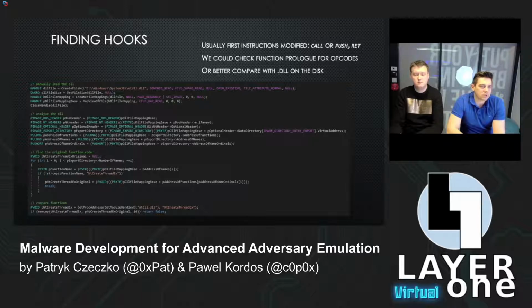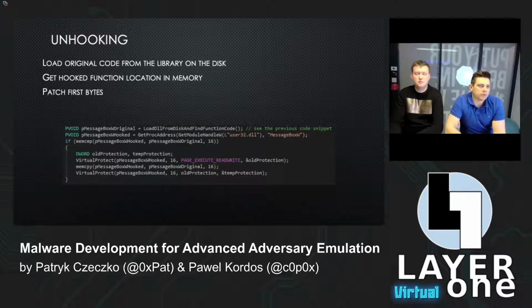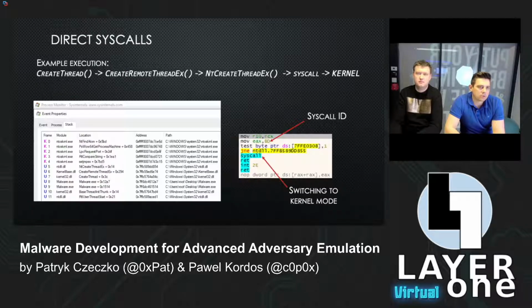So you can see some source code for that, but also you can find this on my blog. So going further, we would unhook those hooked functions, so just replace the function code with the original stuff, for example from the file on disk. That way we could clear those EDR hooks.